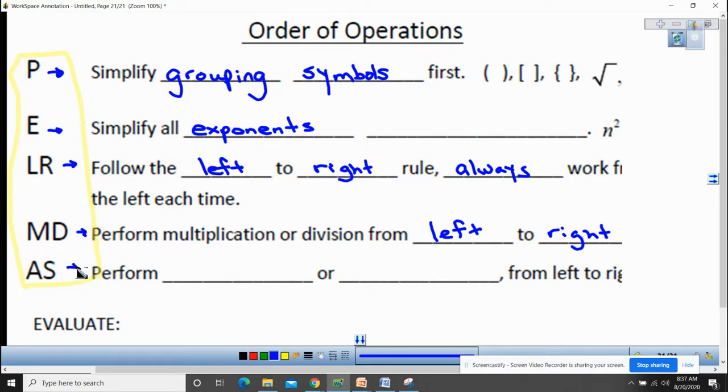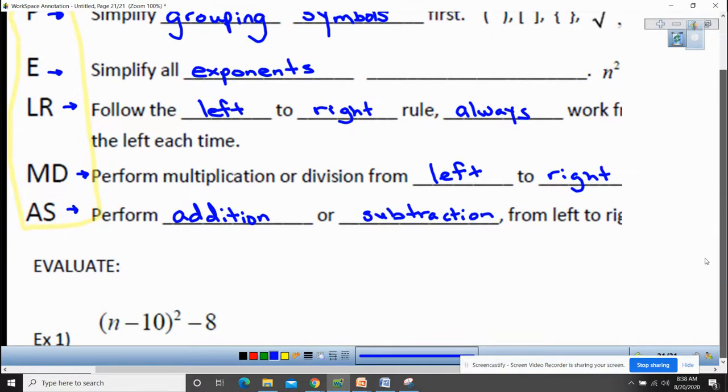And then AS. So you're going to perform addition or subtraction from the left to the right. So if you see addition first, do addition. But what if your problem starts with subtraction first? Then you would do subtraction. That's what the word or means. Whatever your eyeball sees as you're going through a problem from the left to the right.